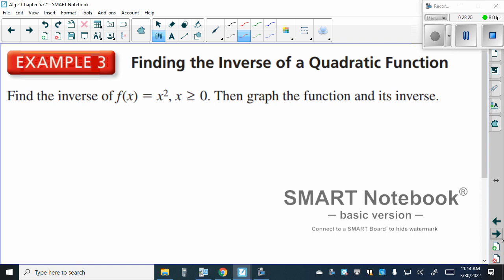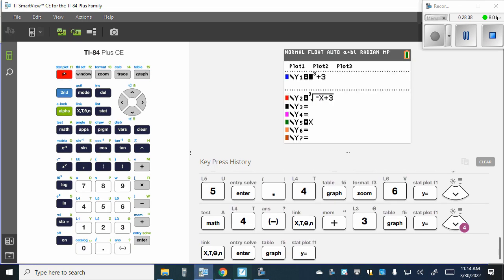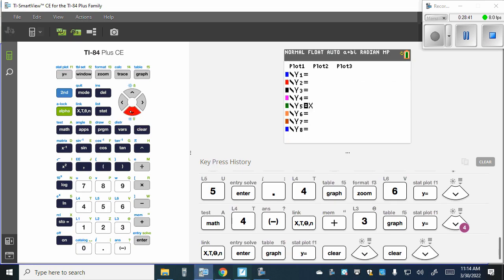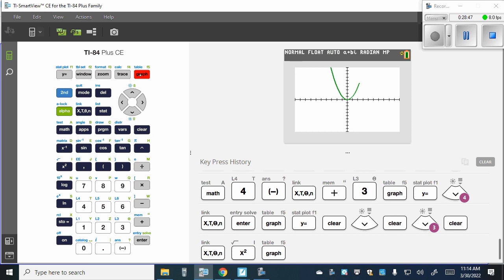This here, find the inverse of f of x equals x squared, comma, x is greater than or equal to 0. Well, if we look at the graph of x squared, and y'all don't have to graph this, I'm going to go on and graph this, x squared. I'll just graph the one in green because I'm already there. We have this here, yes? Does this function pass the horizontal line test? No, it crosses twice, yes?